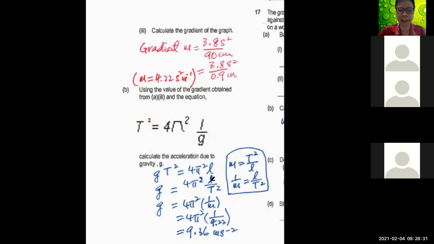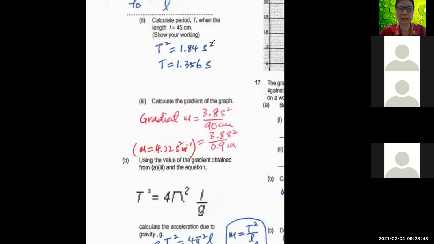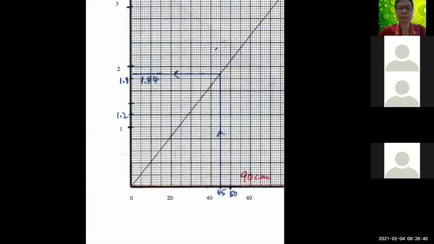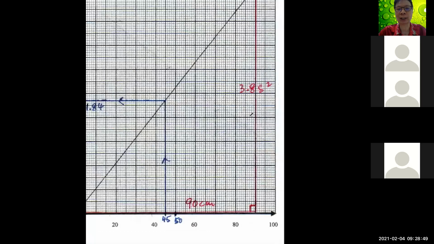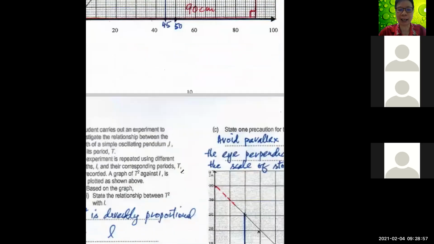The reason is why? Because I want to use a gradient because you are told to use a gradient. So in our graph, the gradient is t squared divided by L. You see just now? The gradient is t squared divided by L. Here is t squared. Here is L, right? So our gradient actually is t squared divided by L. Okay, understand for size 1?